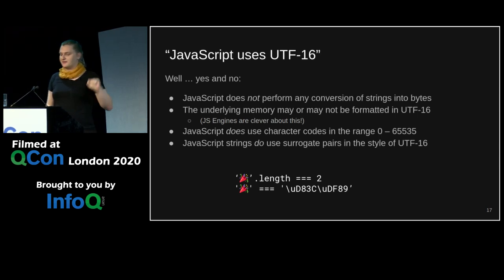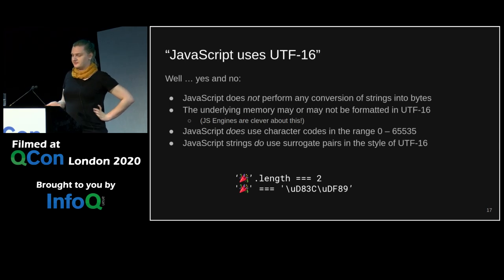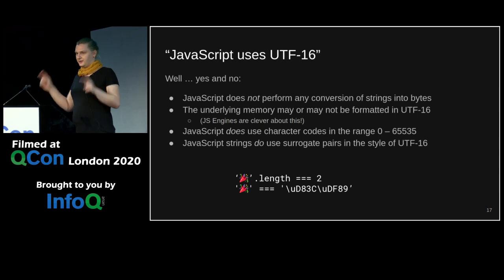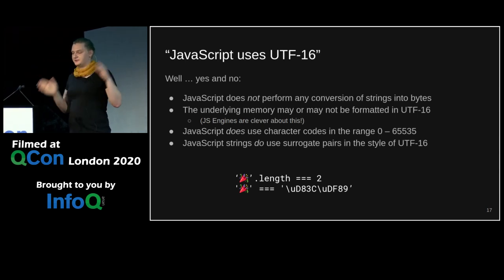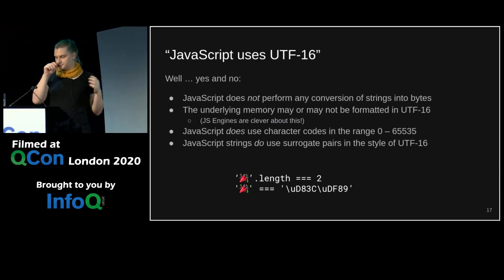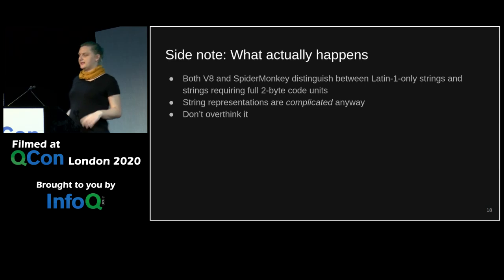Generally, JavaScript engines are very clever about this, so you don't really need to worry about it. We do use character codes from 0 to 65,000, sorry. And we do split code points that don't fit into that range into 2 separate units. So for example, if we use emoji, which generally don't fit into that basic set of characters, then we will split them into 2 separate ones. So in a way, JavaScript uses a string representation that is very much based on UTF-16. But again, how the actual representation looks, the spec doesn't say anything about it.